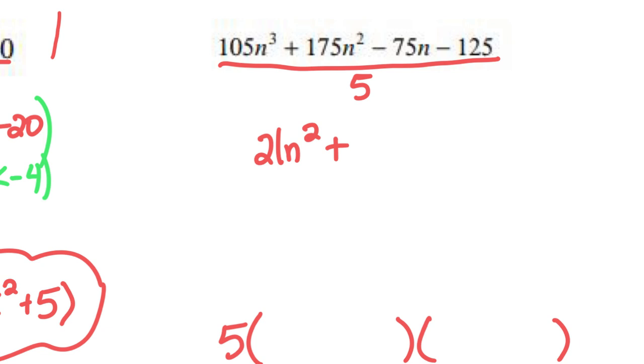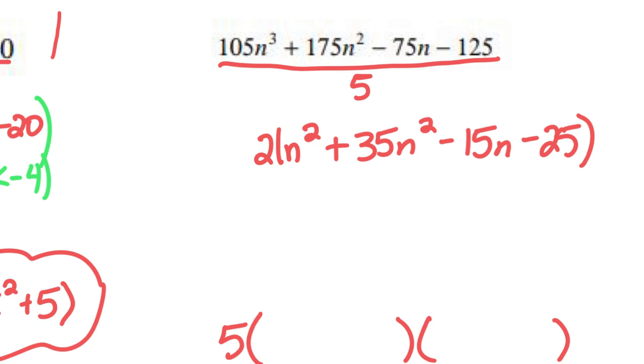175 divided by 5 is 35. 75 divided by 5, 15. 125 divided by 5 is 25. And I noticed that I made this a 2 and not a 3 up here, so let me fix that. It won't let me, because it's strange. Okay, well, I'm just going to turn it into a 3. Let's go with it like that.